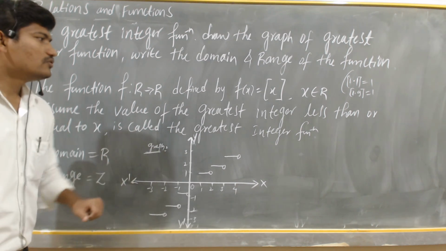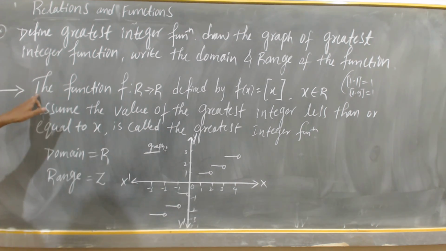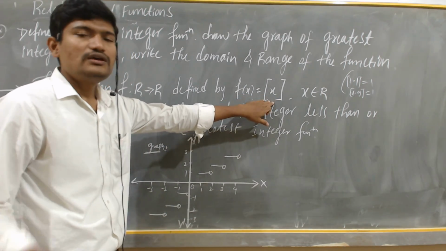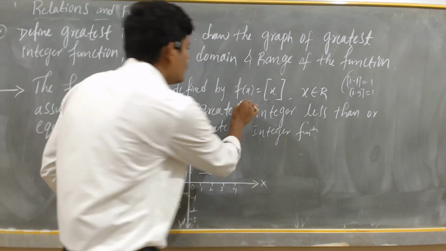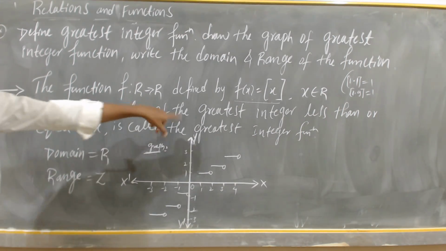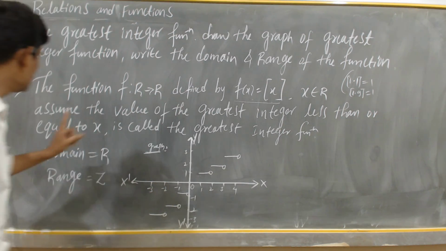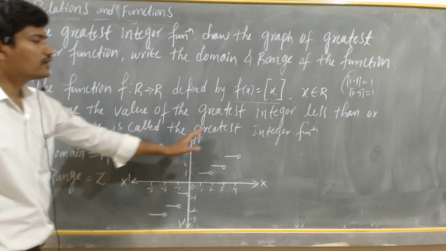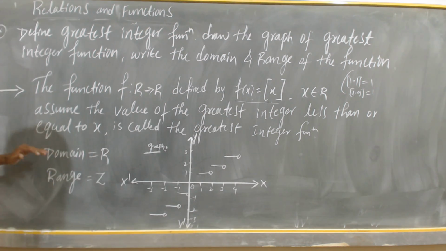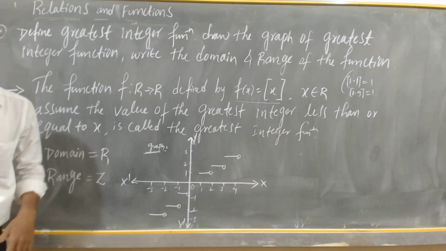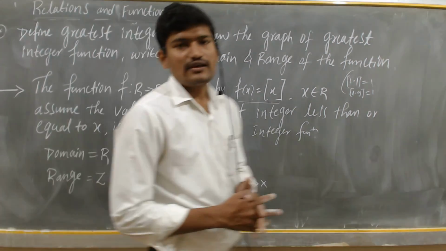So this is your problem. The function f from R to R defined by f of x equal to step of x, this is the condition, and x belongs to capital R. Assume the value of the greatest integer less than or equal to x. Less than or equal to x is called the greatest integer function. Domain is R, range is Z. This is the graph. If you write like this, definitely you will get 5 marks in your annual examination.